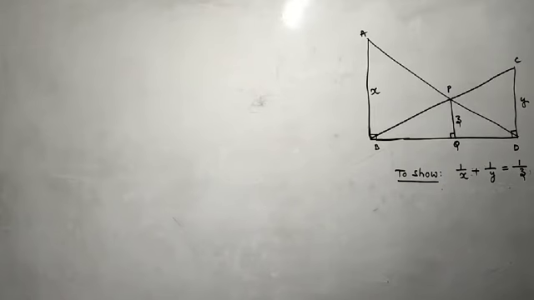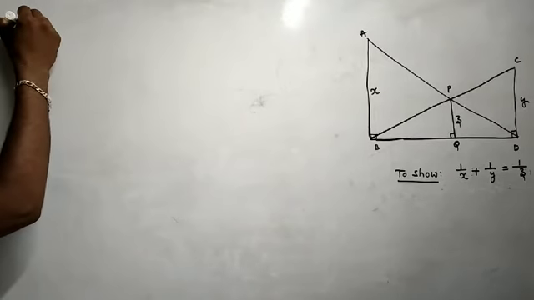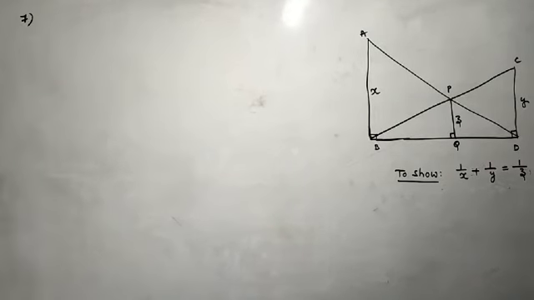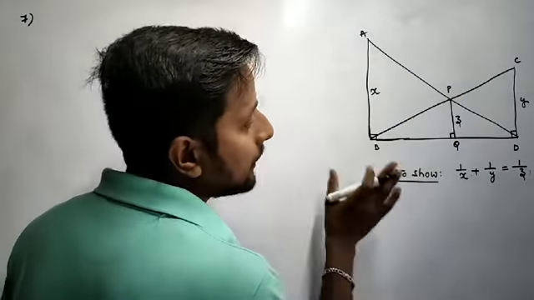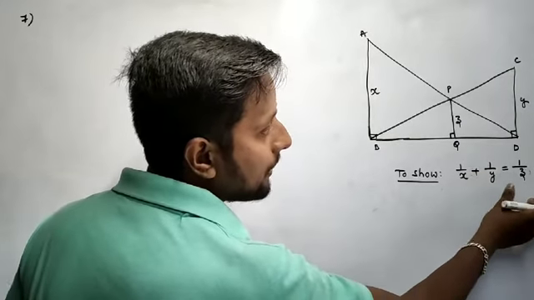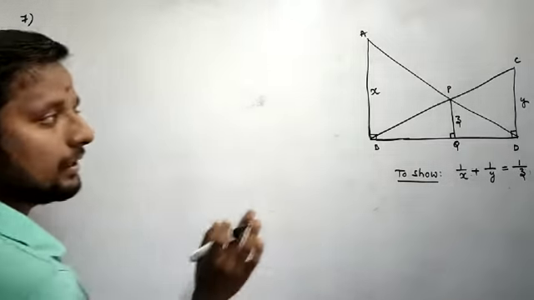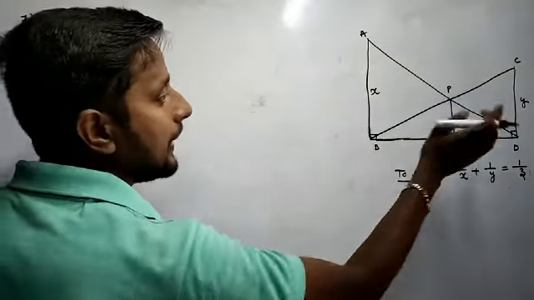Welcome back, children. Here is the diagram, and this is the seventh question. Today's class will start with exercise 8.2, the seventh question. The given measurements are in the diagram on the board, and what we have to show is 1 by x plus 1 by y is equal to 1 by z. And the right angles are very clear in the diagram.